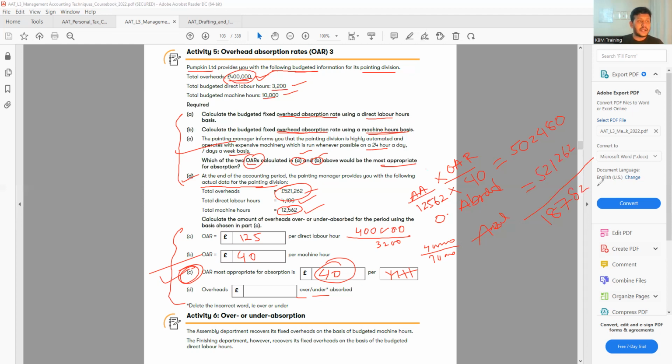It is under absorbed, because I need to ask myself, did I absorb more or less? This is a simple question we have to ask ourselves. If I absorb less, it is under absorbed. If I absorb more than actual, it will be over absorbed. So actual is more than what I absorbed, so it will be under absorbed because I absorbed less. So it will be 18,782. We're going to choose under absorbed.